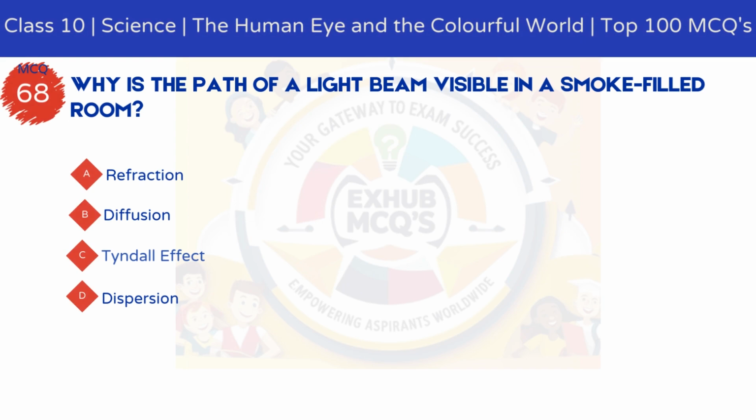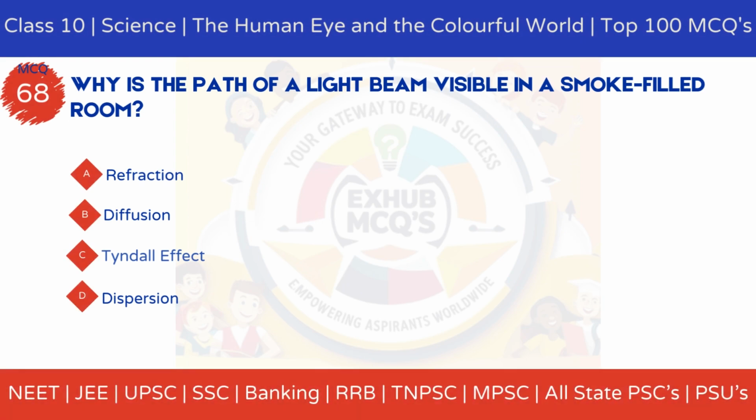MCQ 68. Why is the path of a light beam visible in a smoke-filled room? Option A, refraction. Option B, diffusion. Option C, Tyndall effect. Option D, dispersion.